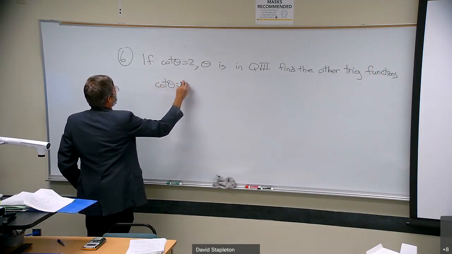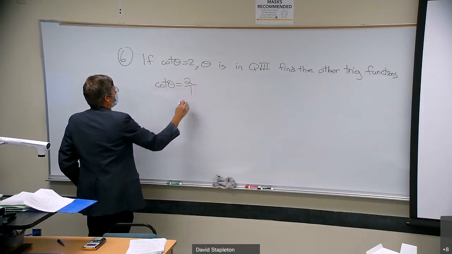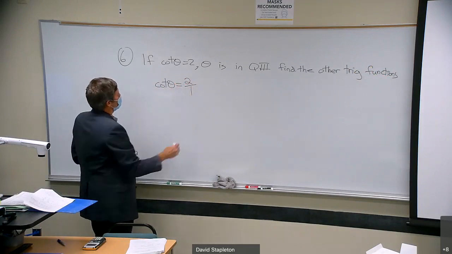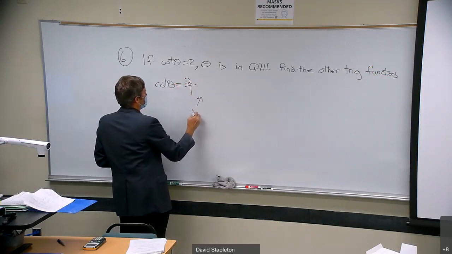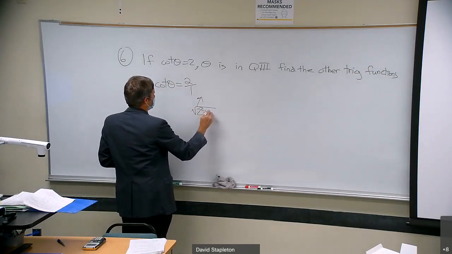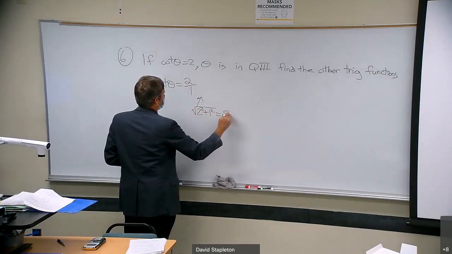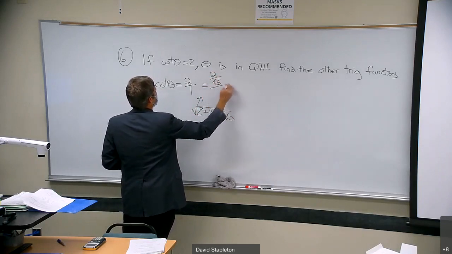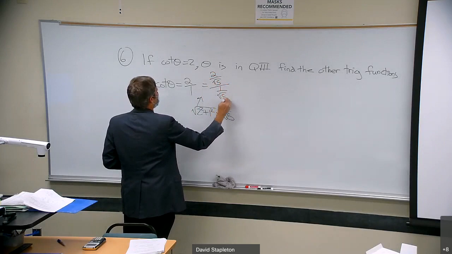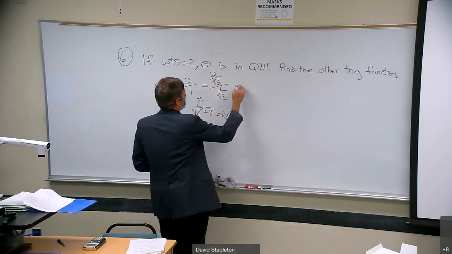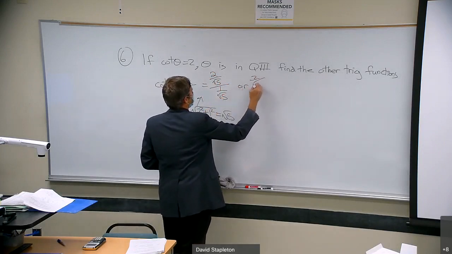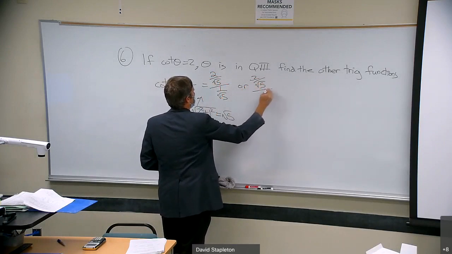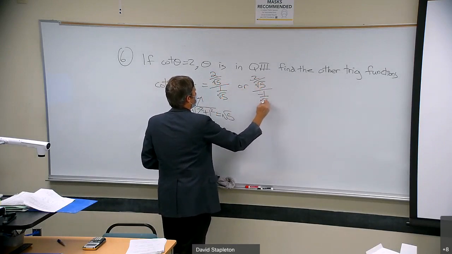Cotangent theta equals 2 can also be written as 2 over 1, right? And now if you divide this top and bottom by the root sum square of those numbers, 2 squared plus 1 squared square root is square root 5. Write it as 2 over square root 5 over 1 over square root 5. Or you can take minus the top over minus the bottom. These are all the possible sines and cosines you can have.